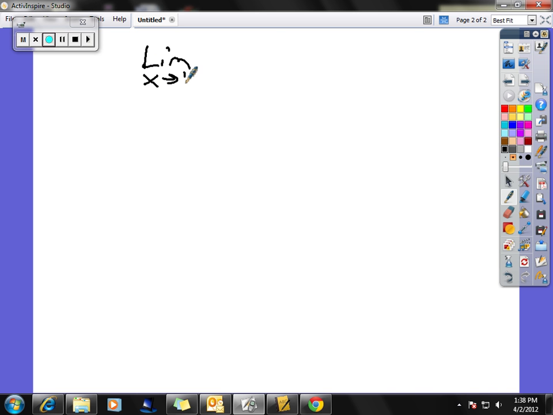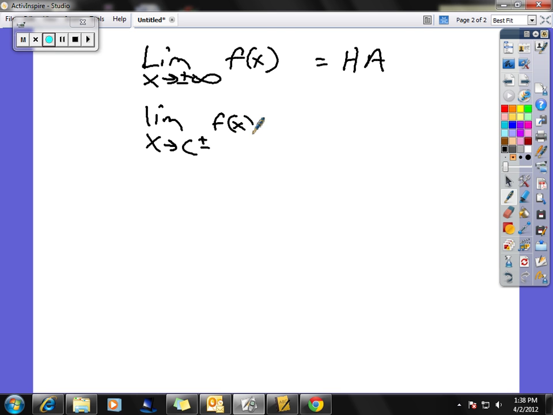The limit as x approaches plus or minus infinity is what kind of asymptote? That's a horizontal asymptote. Okay? The limit as x approaches a number, c, from the left or right of f of x equaling plus or minus infinity. That's a vertical asymptote.